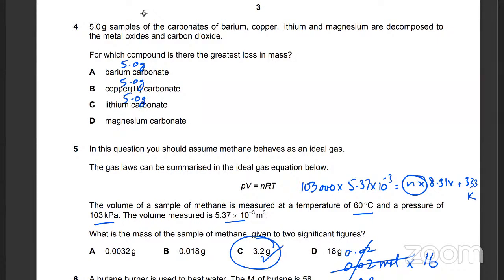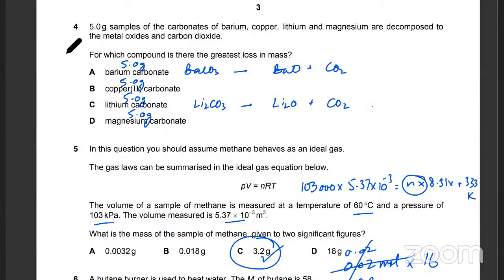All of them are 5 grams, right? So which one will produce the most? All of them will have the same equation. Barium carbonate will decompose to form barium oxide and carbon dioxide, and they've added lithium carbonate as well, which would pretty much do the same thing. It's going to form lithium oxide and carbon dioxide. But anyways, the equation is the same.